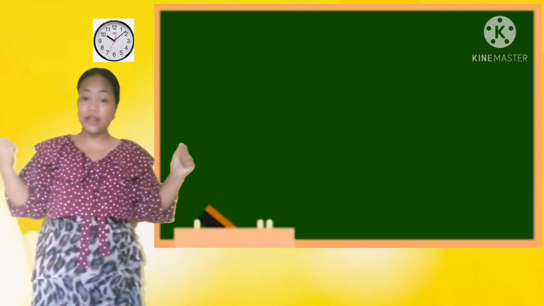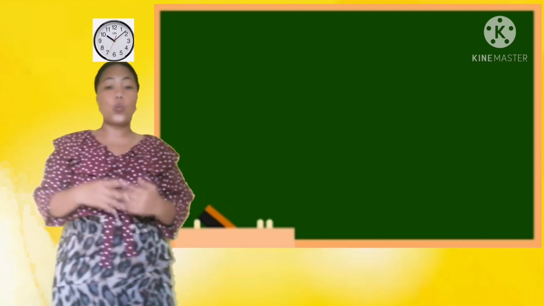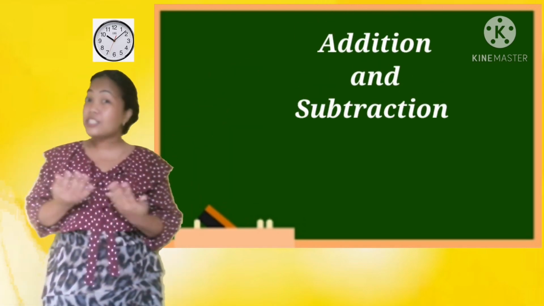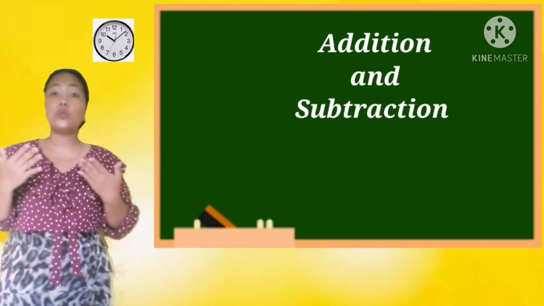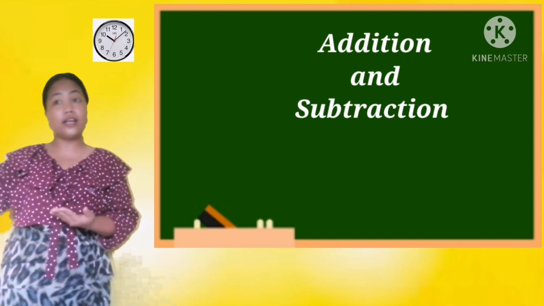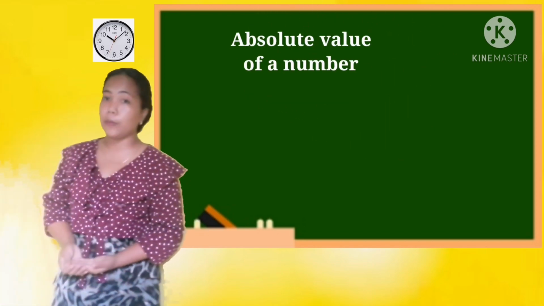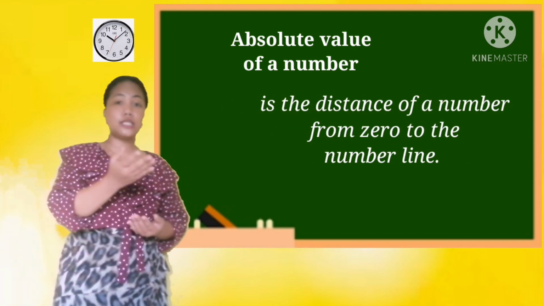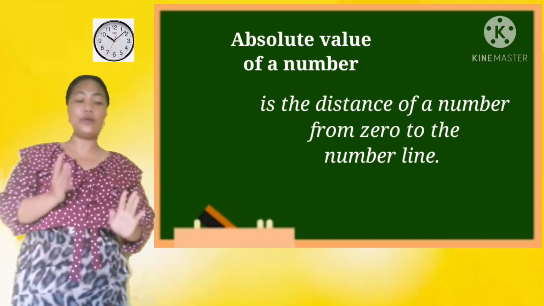Now, since you're alive now, we will recap our topic yesterday. So, what's our topic yesterday? Addition and subtraction of integers. Now, again, how will you define the absolute value of a number? The absolute value of a number is the distance of a number from 0 on the number line. Precisely.